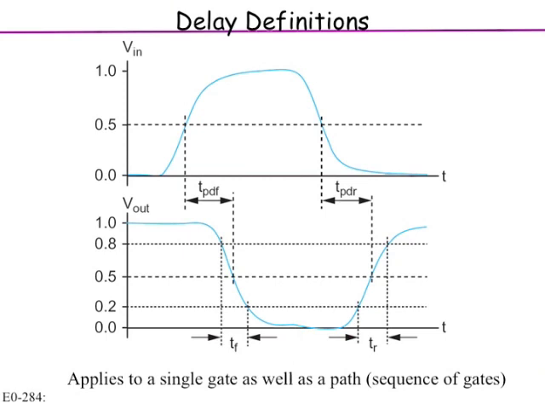So these slews are also very important. We'll see that over the course of the next few lectures in determining the delay of a gate. The slew time actually has an influence on how fast or how quickly the output changes. As I said, these definitions apply both to a single gate as well as a path, which is a sequence of gates.